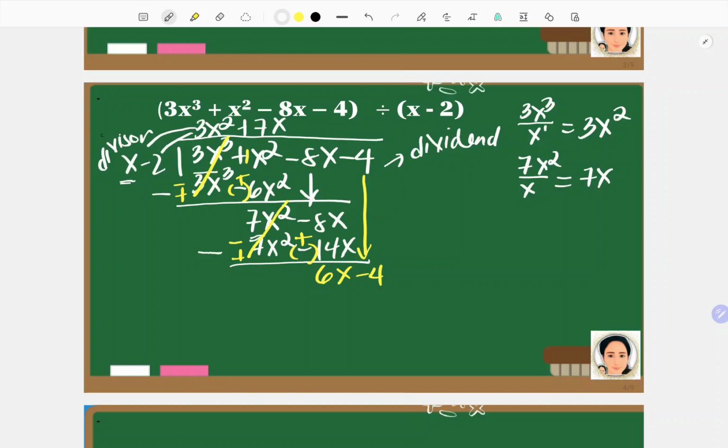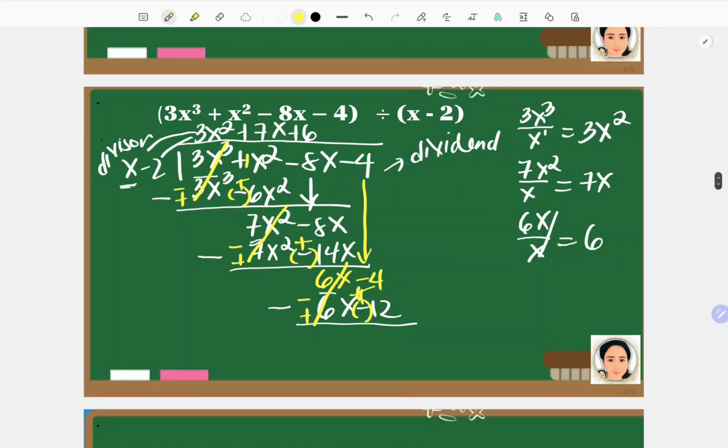So again, how to divide 6x divided by x? So your answer is 6. Then again, multiply your quotient to the divisor. 6 times x, 6x. 6 times negative 2, negative 12. Then subtract. Change the sign of the subtrahend, then add. So this will become 0, and you have here negative 4 plus 12. Your answer is 8. And 8 is our remainder.